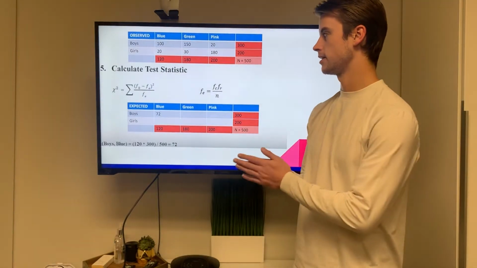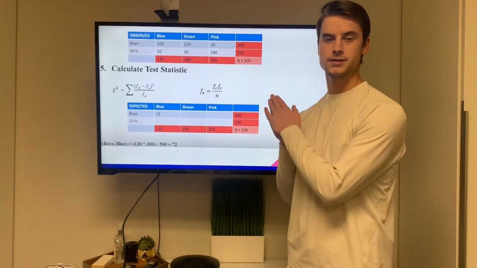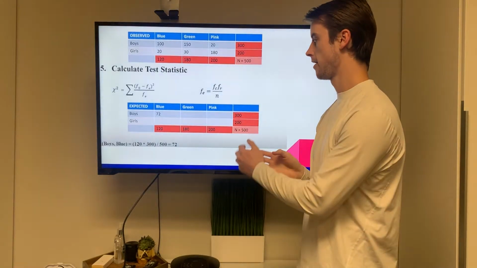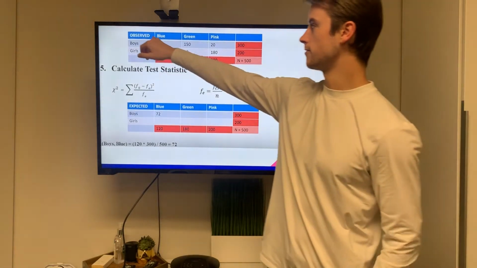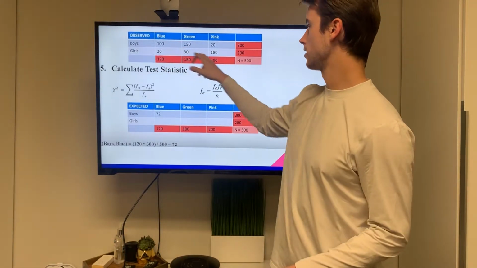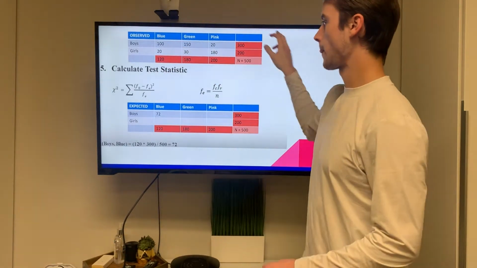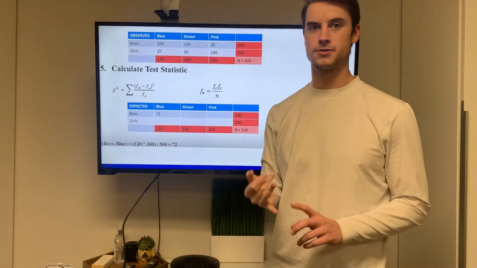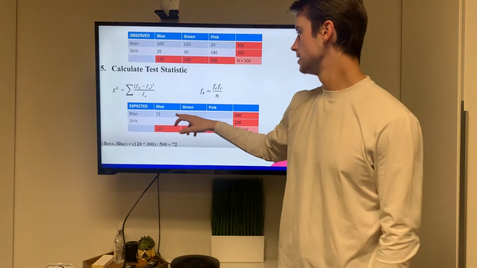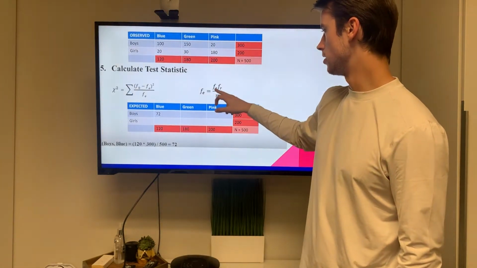Step 5 is we calculate our test statistic, all right? And this is the most cumbersome part of the steps for a chi-squared, okay? So we have our observed values here. The observed values are already given to us, because this is our table from earlier. So the first thing we need to do is find our expected value, okay?